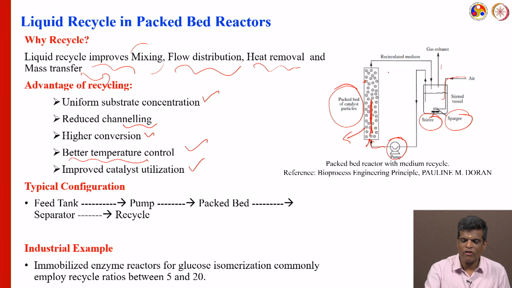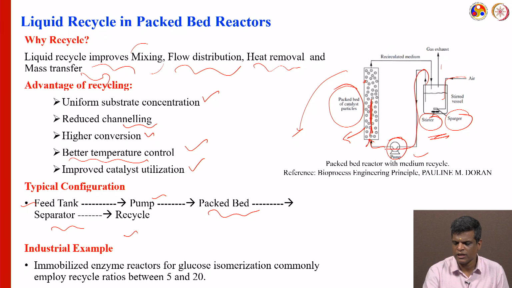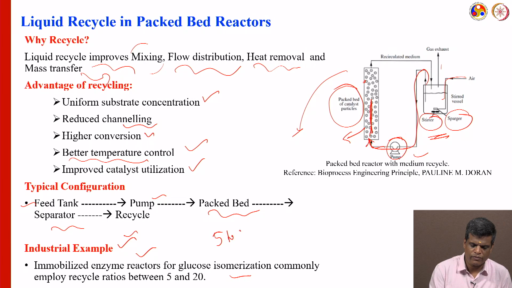So, what is the typical configuration? In the figure here, it starts with the feed tank, then the pump, then the packed bed, then there is a separator, and then again we do the recycle of this process. It is a continuous process with a recycle here. If I ask for an industrial example, the immobilized enzyme reactor for glucose isomerization commonly employs a recycle ratio between 5 and 20. It is one of the best industrial examples of recycling in packed bed reactors.